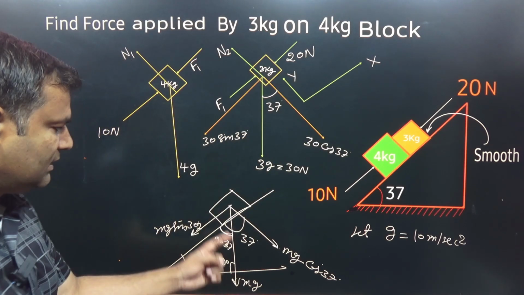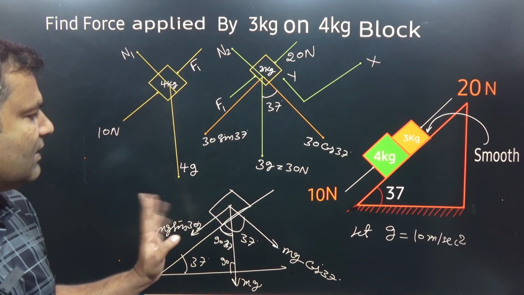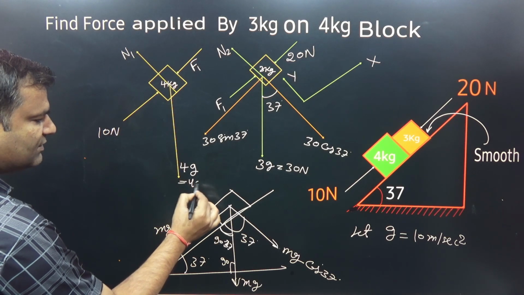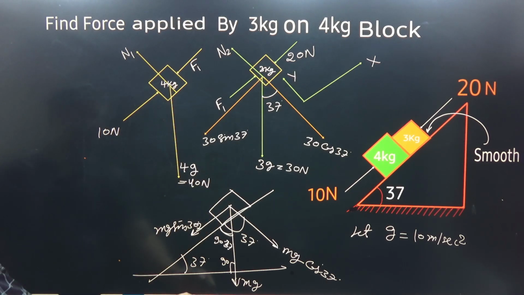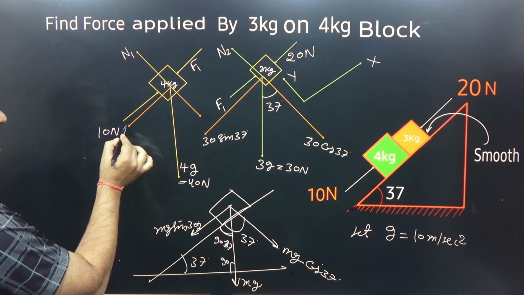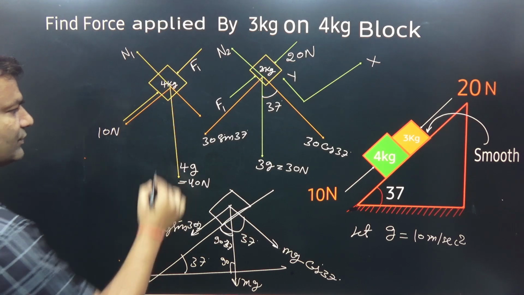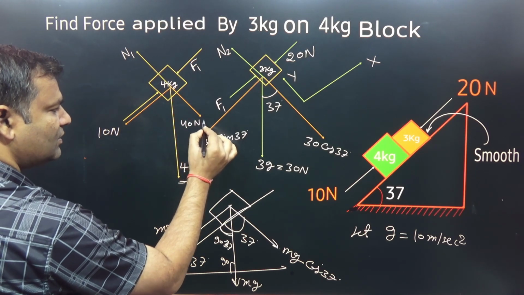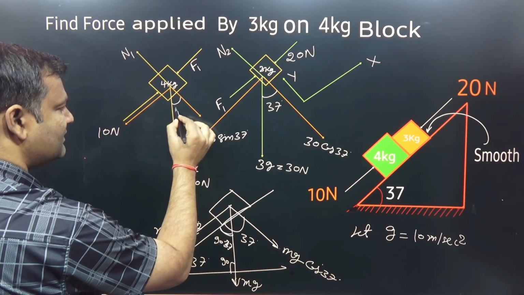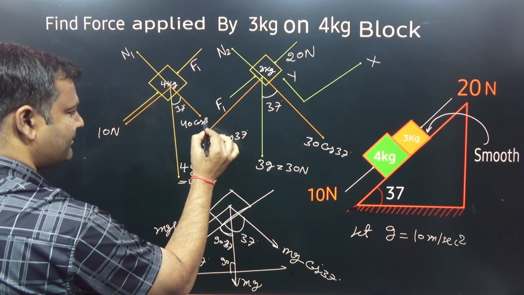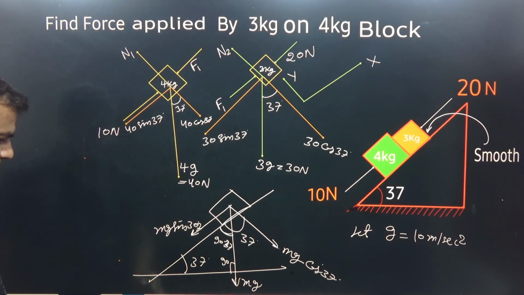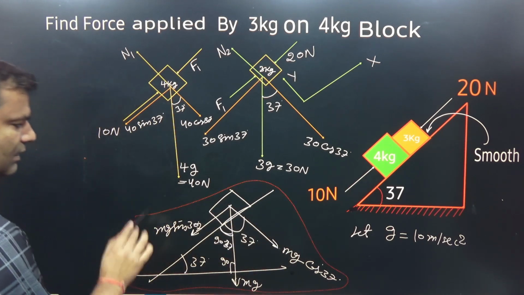Clear? There are two components of mg, along this direction and this direction. After that, the same concept applies here also. Here 4g, so that one is 40 Newton. After that, the components of 40 Newton corresponding to here and here. Clear? So this one is 40 cos 37, this one is also 37, and here 40 sin 37. Clear?